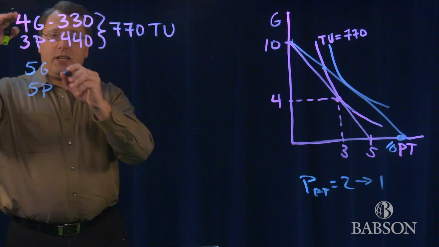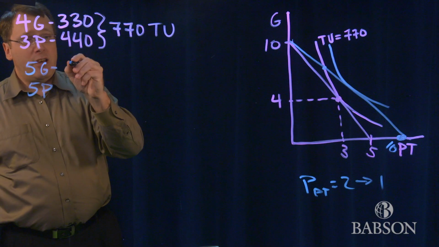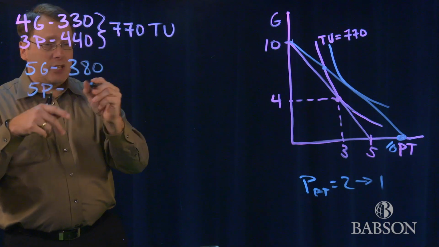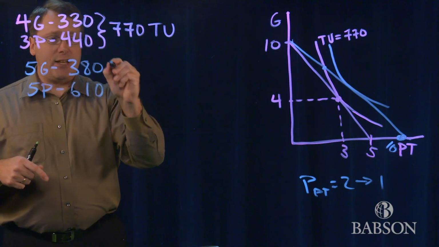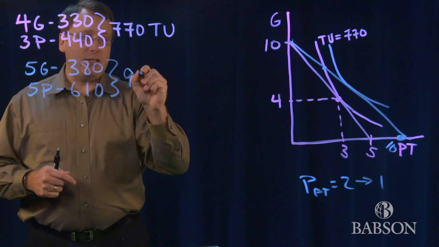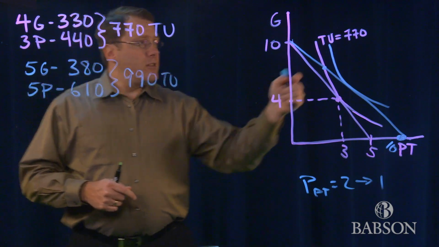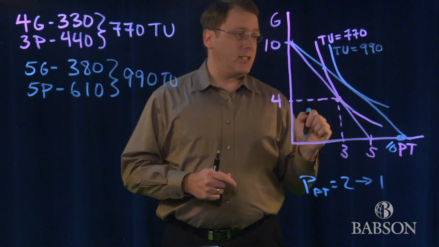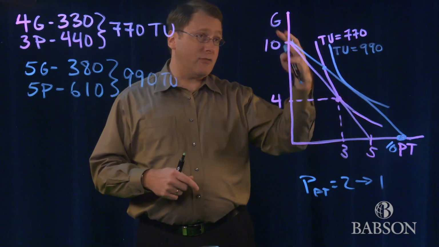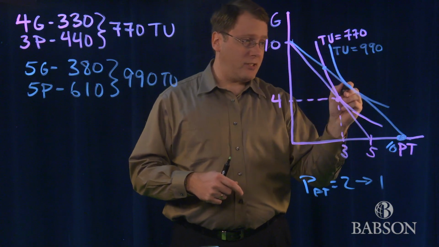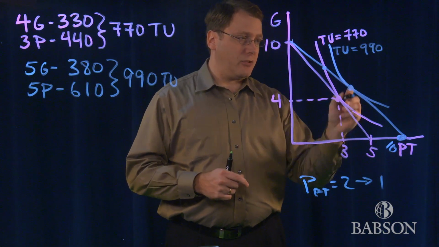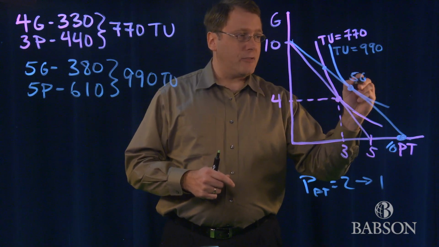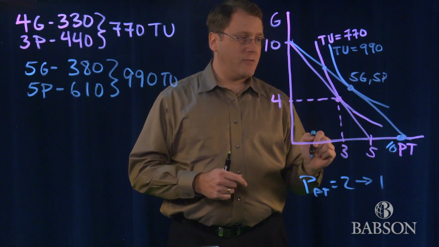The 5 granola is going to give us a higher level of total utility, and so that's now 380. The 5 Pop-Tarts will give us a higher level of utility, that's 610, and the total utility now is 990. That means this new indifference curve has a total utility of 990. All of the combinations of granola and Pop-Tarts on that indifference curve give us that same level of total utility. And so this point here is now that 5 granola and 5 Pop-Tarts.